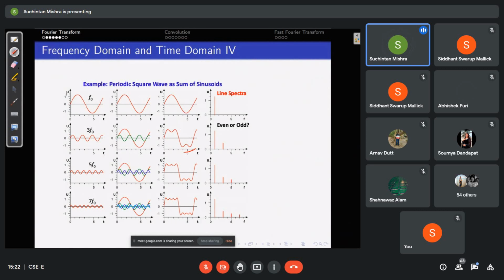If you see the original signal, there was only one frequency. This was added to this, so we get two frequencies. This was added to this, now we get three different frequencies. Finally, we had four superimposed frequencies or signals to form this composite signal. So when we apply Fourier transform, this is what we will get: four different frequencies of the composite signal.